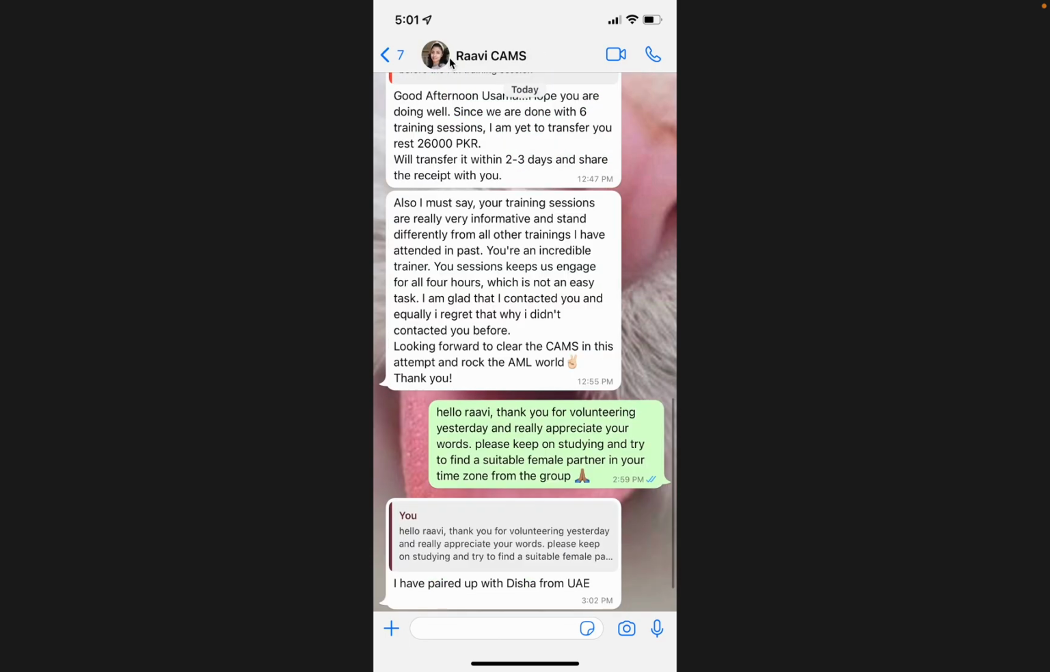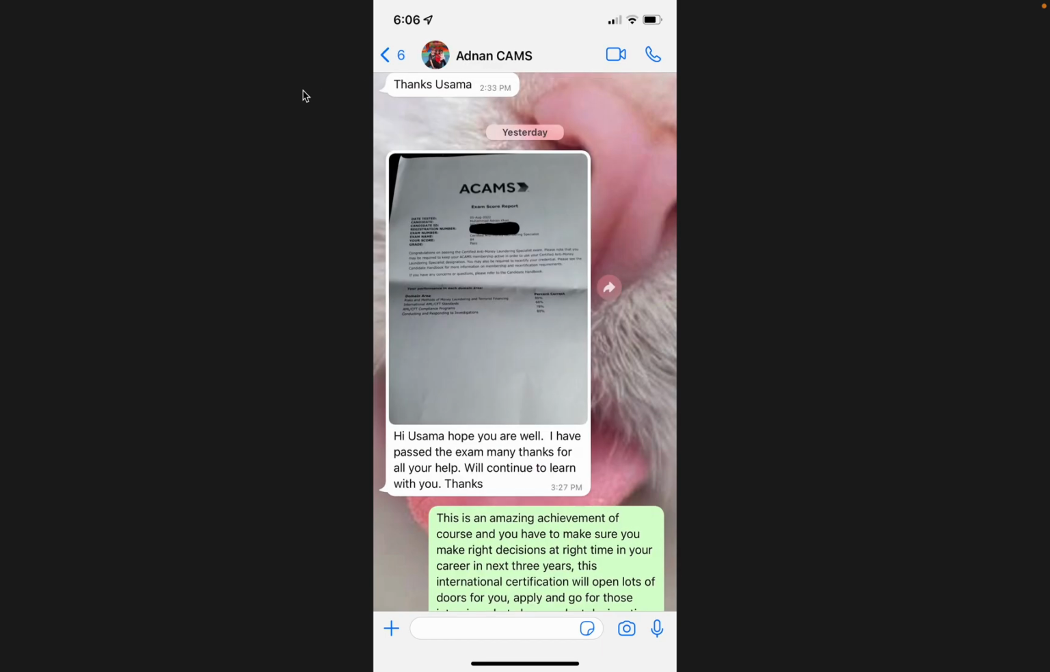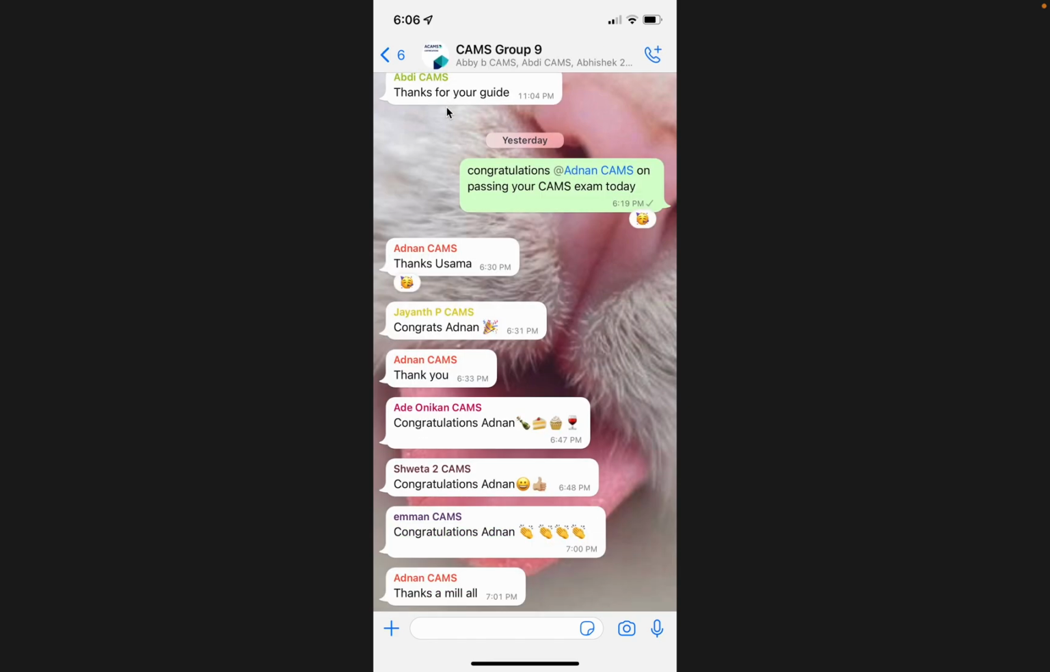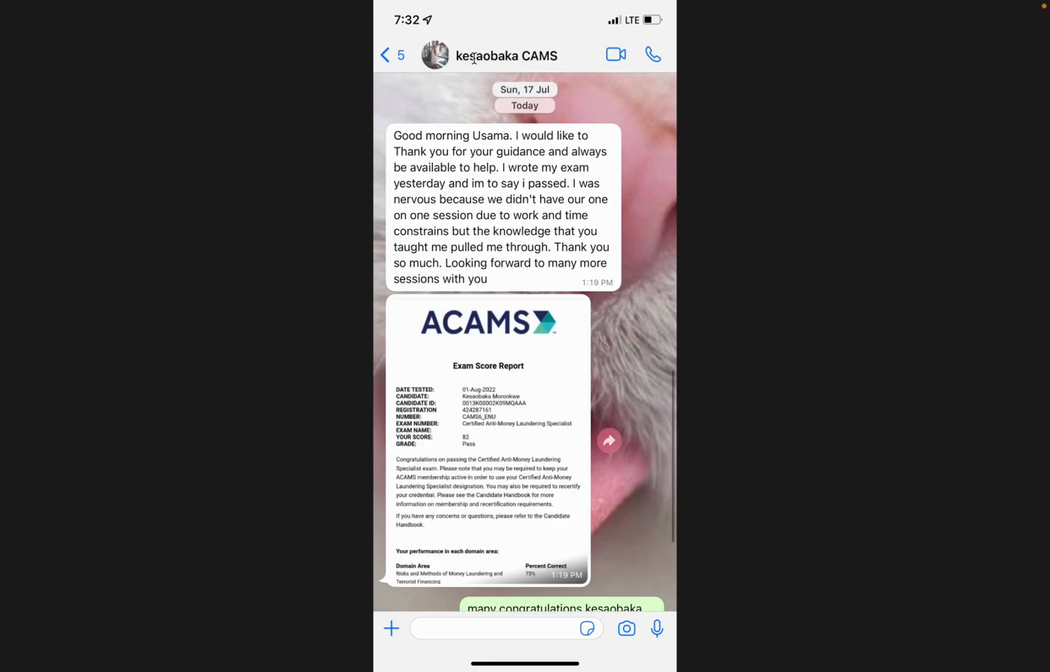She is from USA. Ravi is living in UAE, from India. Sandeep is from Canada, living in Canada, from India, and this guy is from USA as well. Patience is, I think, from South Africa or Zimbabwe. I'm not sure, can't confirm it. She's from, I'm not sure, Mozambique or somewhere. I forget the country name.